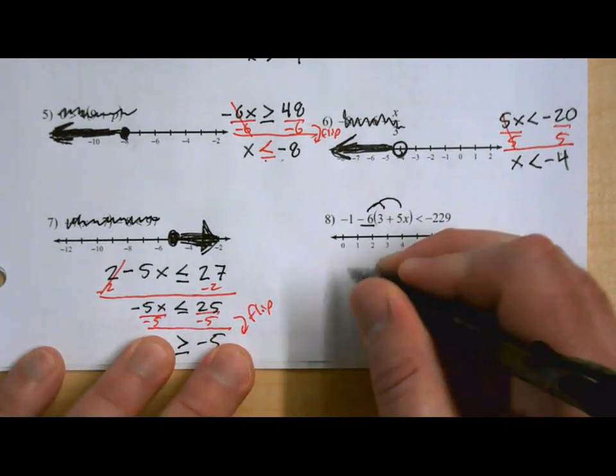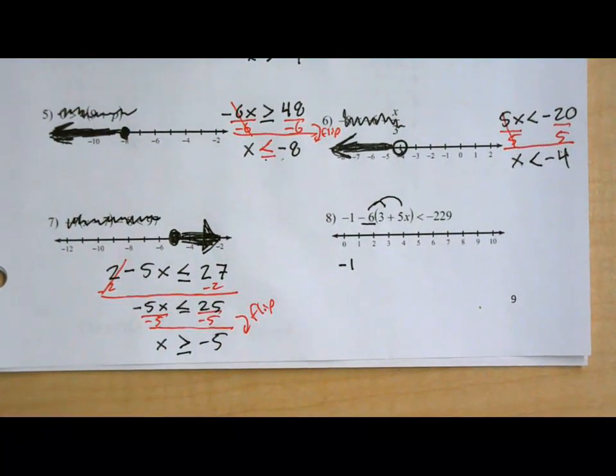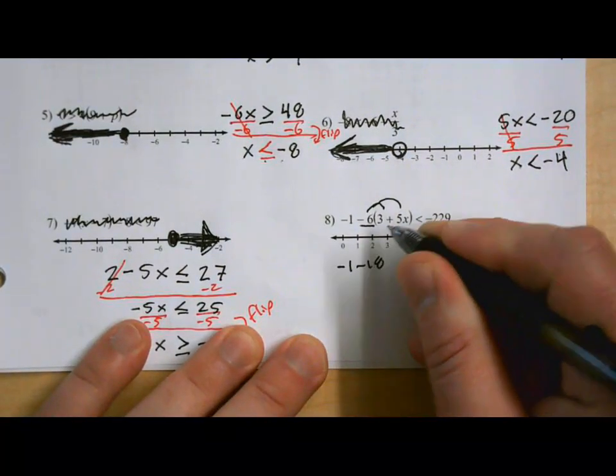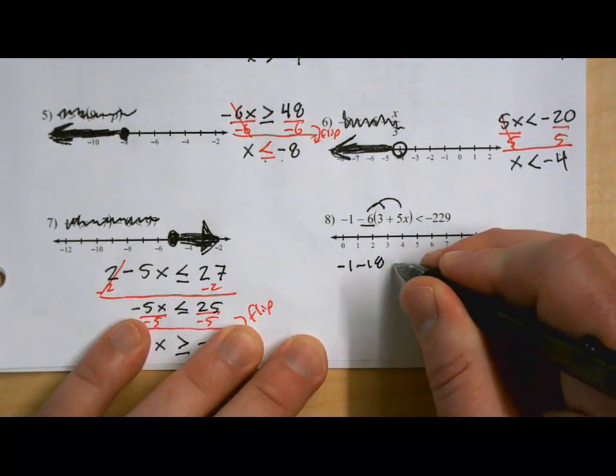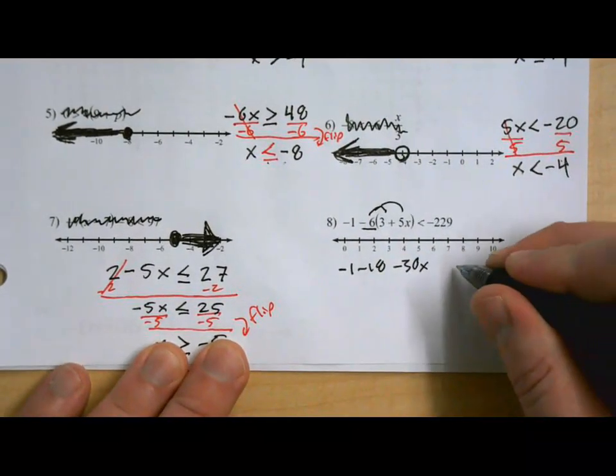So the -1's going to stay. I'm just going to do my work underneath here. The -1's going to stay. -6 times 3 is -18. -6 times 5x is -30x. And we got a 229 over here.